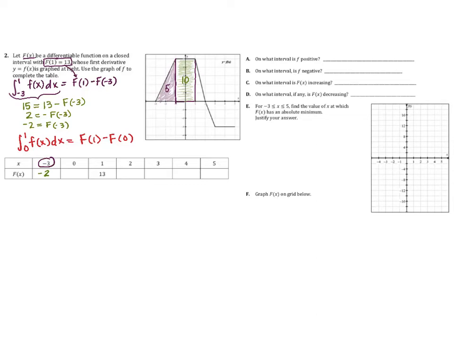So that's really half of this rectangle that we're seeing from 0 to 1. So we know that's going to be 5 is equal to F at 1, which is 13, minus F at 0. And so when we solve for that, we should end up with a positive 8. We know F at 1 is 13, so now we're going to find F(2).